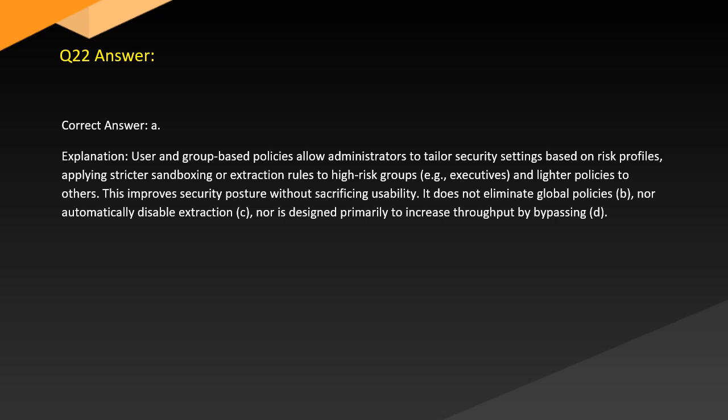Answer. Correct answer: A. Explanation: User and group-based policies allow administrators to tailor security settings based on risk profiles, applying stricter sandboxing or extraction rules to high-risk groups, e.g. executives, and lighter policies to others. This improves security posture without sacrificing usability. It does not eliminate global policies, B. Nor automatically disable extraction, C. Nor is it designed primarily to increase throughput by bypassing, D.